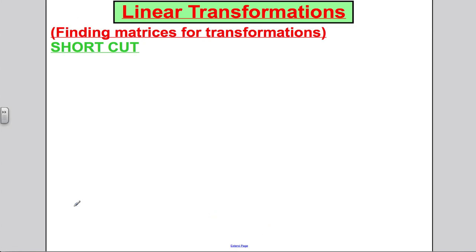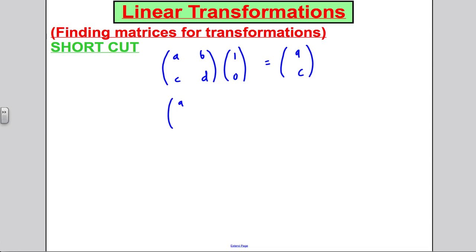Okay, we're going to use that idea in order to actually find matrices if we are told the transformation. Remember, this idea said that if we take a transformation matrix A, B, C, D, and we apply it to 1, 0, I get the first column back. And if I apply the same matrix to 0, 1, I get the second column back, B, D. Okay, so how could we use this?